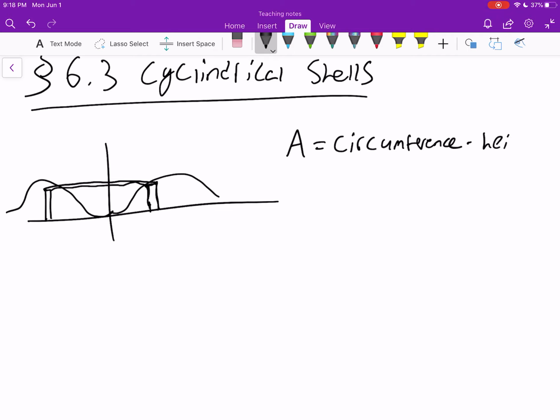So it's going to be circumference times height. And again, these are for you to figure out. You have to come up with an expression for the circumference. This is going to be 2 pi r. And then you also have to come up with an expression for the height. These are going to vary depending on what your axis of rotation is. So again, you have to draw it, you have to figure it out. That's part of the problem.